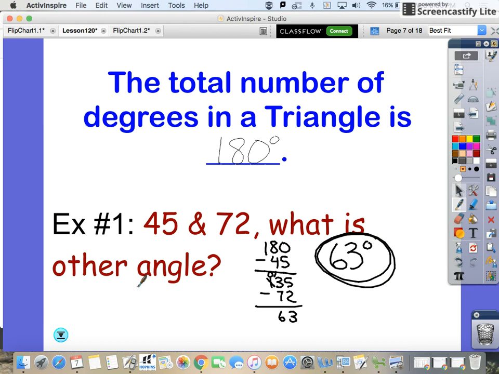Some students prefer to go 45 plus 72 and get 117, and then do 180 minus 117. You'll still get 63. So either way is fine. They're just two different methods. It depends on what you prefer.